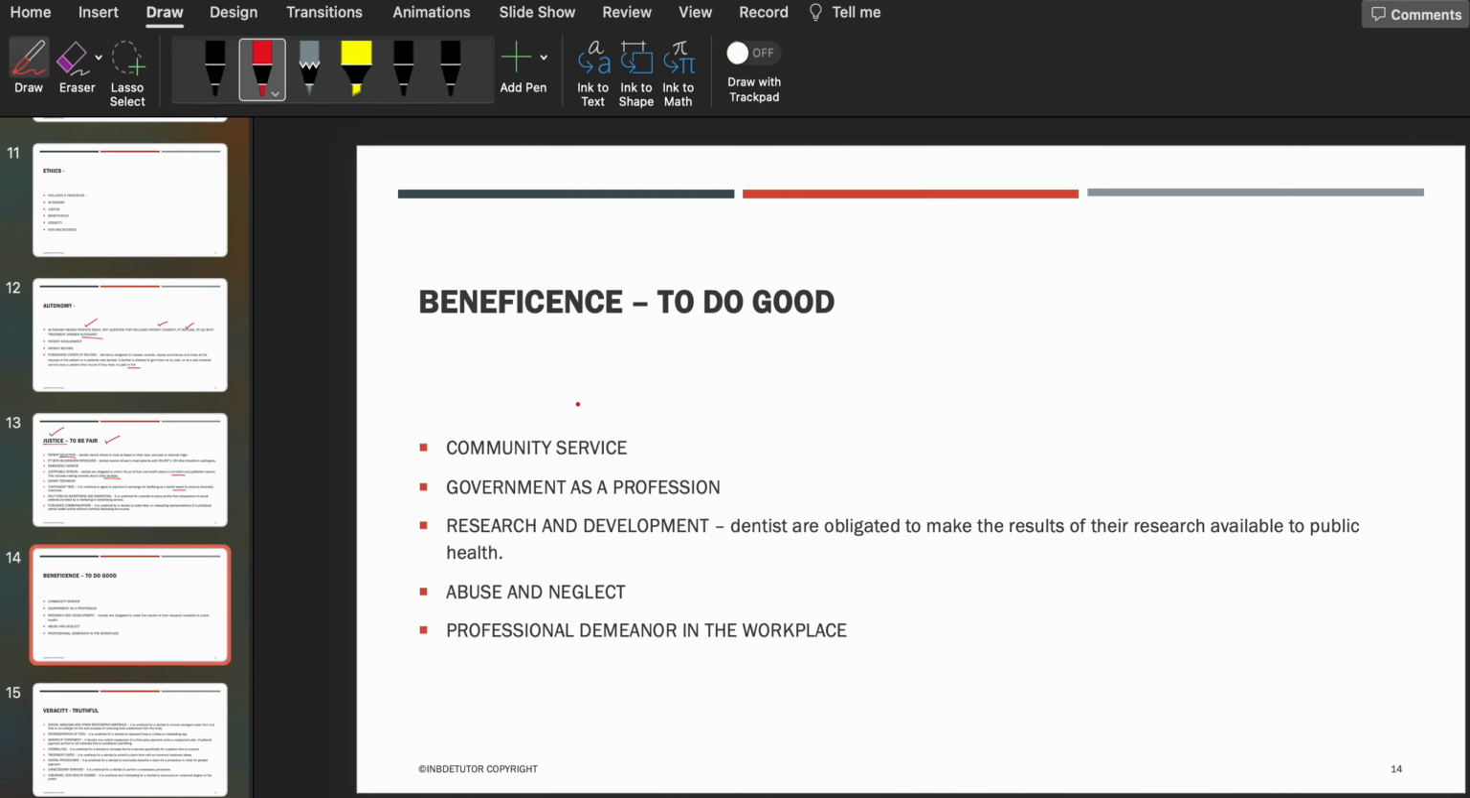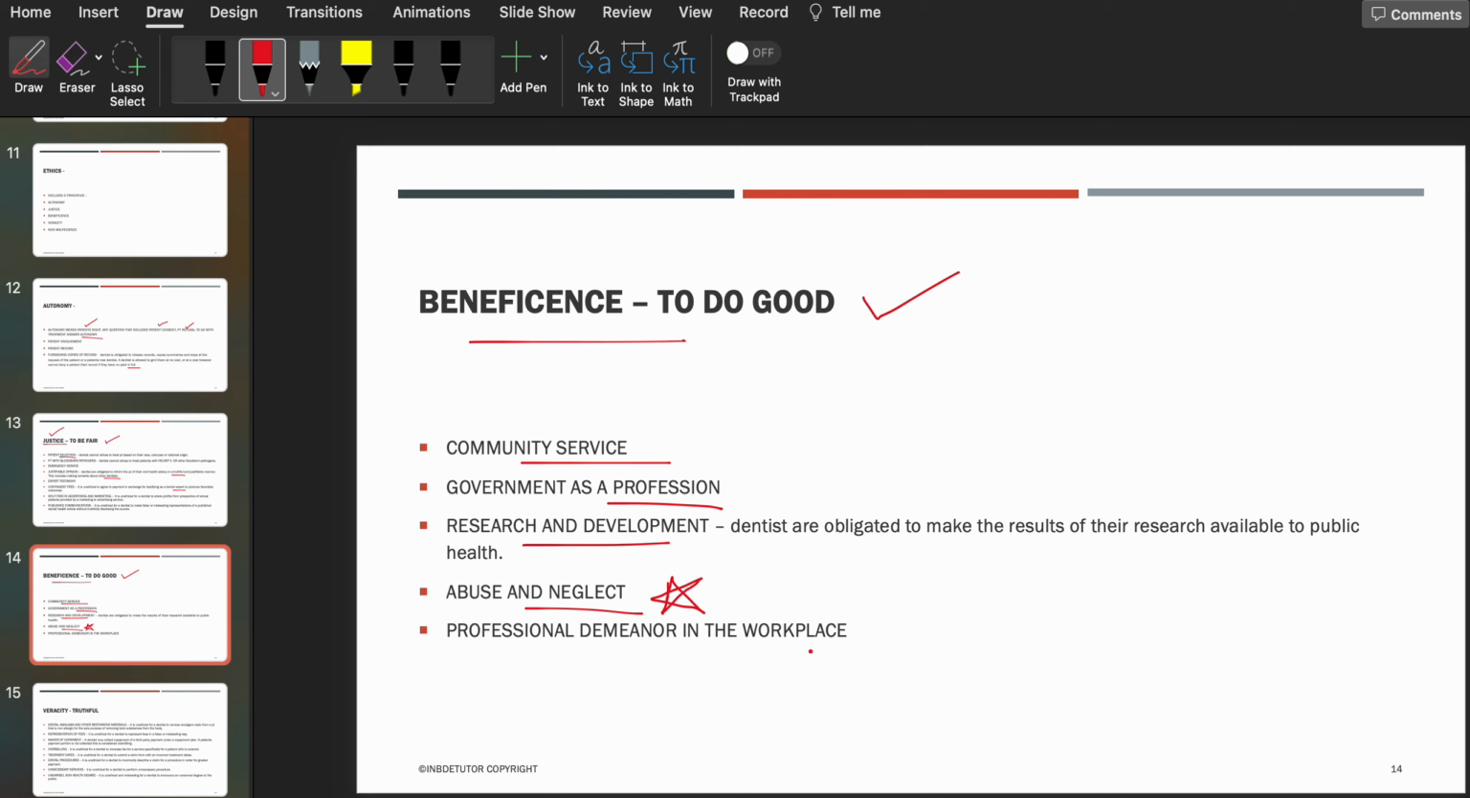Now, the next one is beneficence. As I mentioned, beneficence means to do good. So any question that is about community service, government as a profession, or research and development will come under beneficence. Abuse and neglect is one of the major topics asked in the dental exam. If you see certain signs and symptoms of abuse in a patient, especially in a child, which ethical principle is being violated if you do not report? That is beneficence.